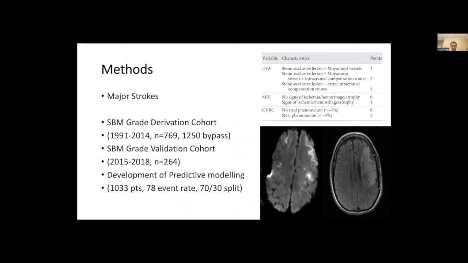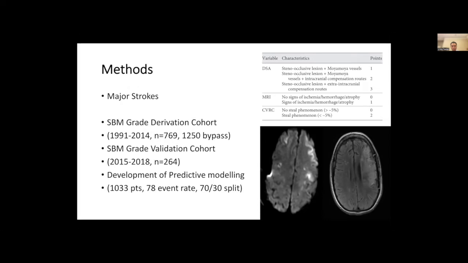The way we work on this, we define major strokes as strokes that occur after bypass, which resulted in a change in a pre-existing mRS, modified Rankin score, and also have a corresponding radiological change, meaning either a DWI infarction or a hematoma.